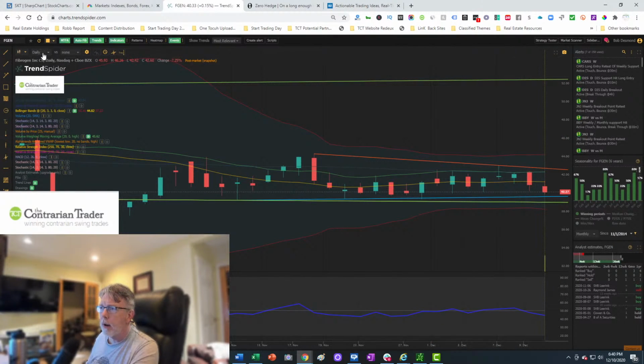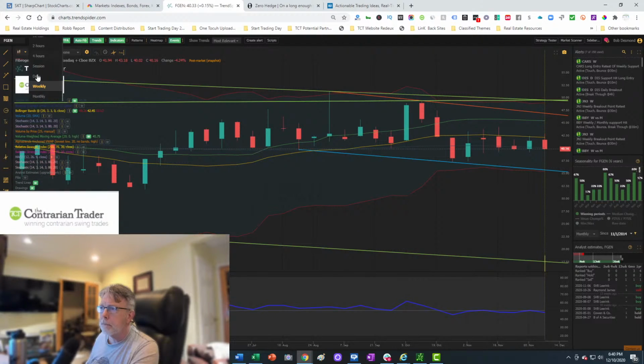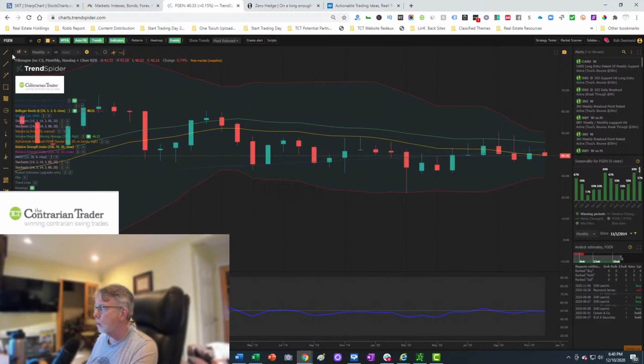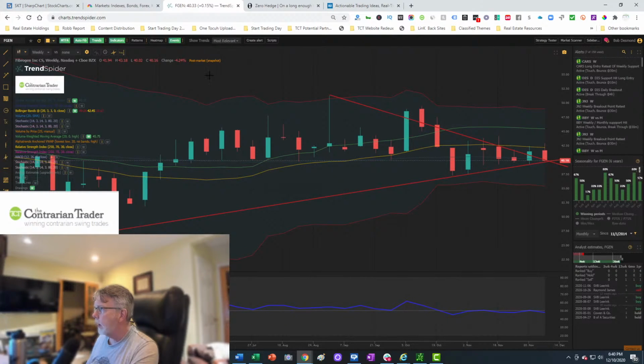Let's go to a monthly chart. All right, so we have a potential or probable higher low. It's trying to break out on a weekly time frame. It's struggling here on a monthly time frame. Weekly chart. We broke out last week. We're doing a retest this week.